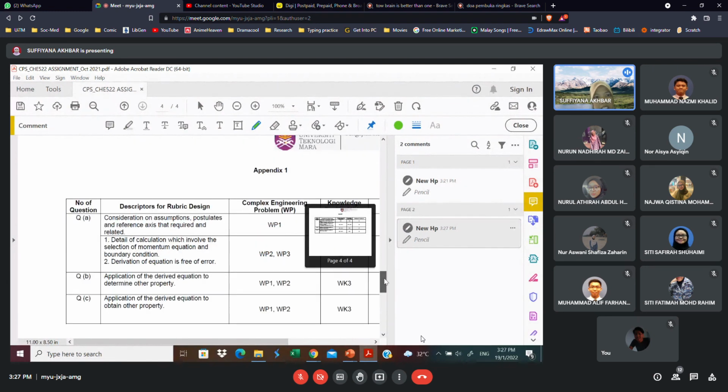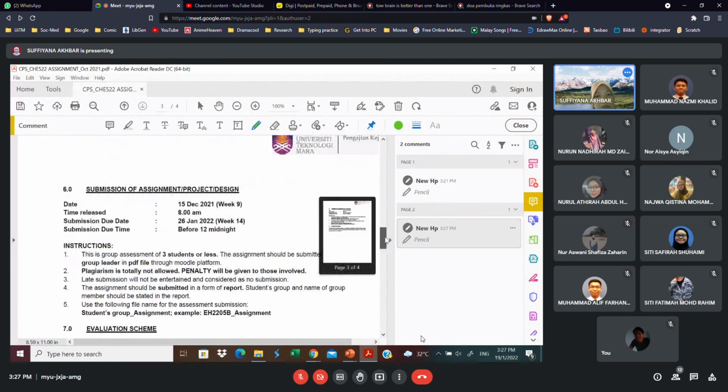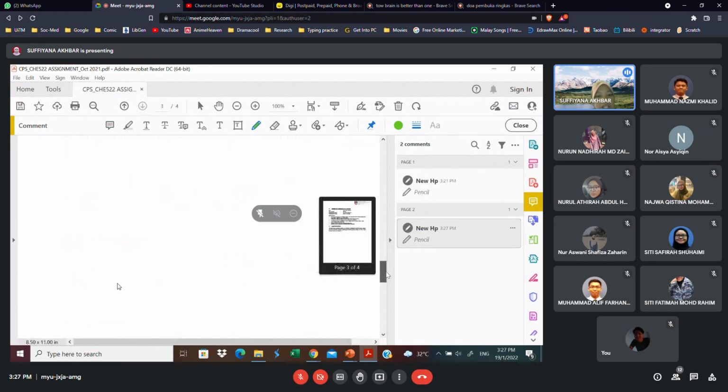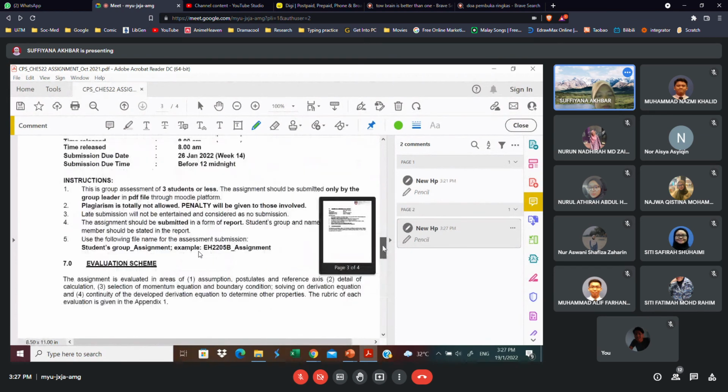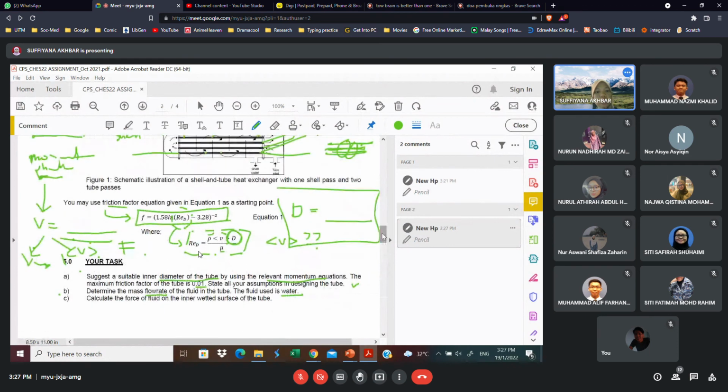Okay, question B. Applications of the derived equation to determine the other property. So maksudnya daripada yang kita dah derive tadi tu, kita bolehlah cari mass flow rate of the fluid. Cuma kat sini dia guna water. So kalau guna water, maybe in terms of density, viscosity tu, you boleh carilah. Sebab water is something very common. Sebab kita ada table property of the water, sebarang temperature, sebarang pressure ada.